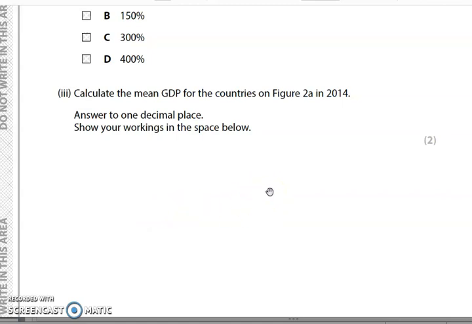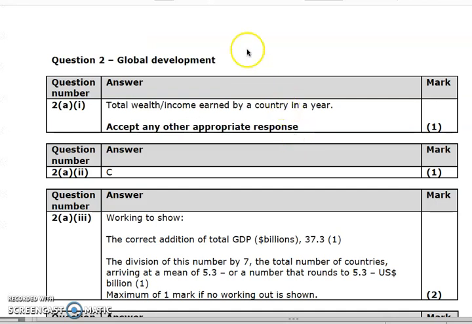So if we look at the answers for those first few, GDP is the total wealth or income earned by a country. Do not put per person because it hasn't got the term per capita in there. The answer is 300%. 1.5 divided by 0.5 is 3, so 300%.